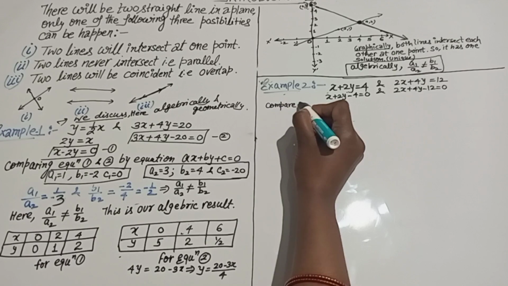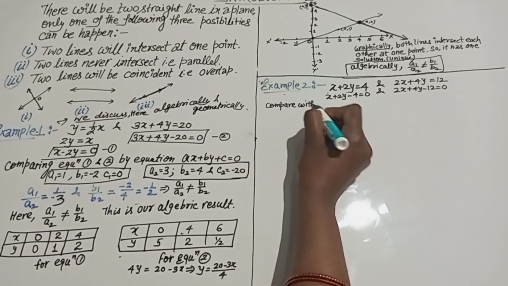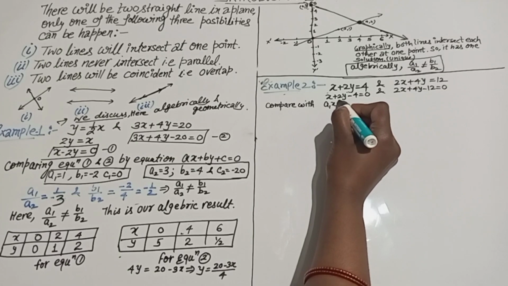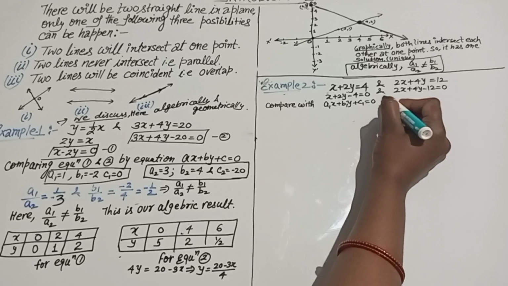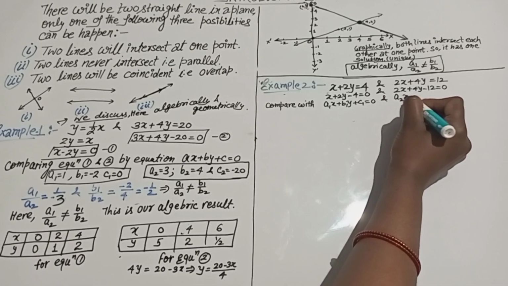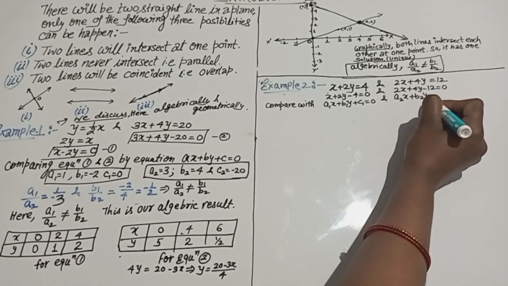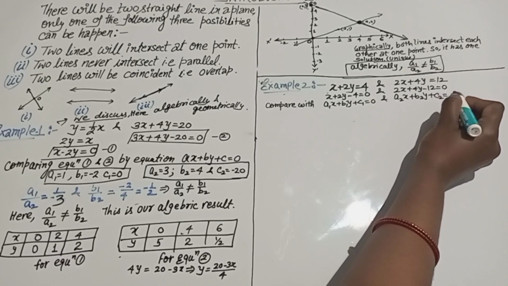Now compare with a1x plus b1y plus c1 is equal to 0, and a2x plus b2y plus c2 is equal to 0.